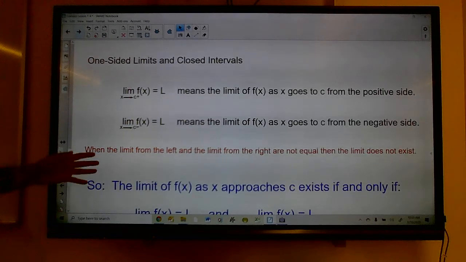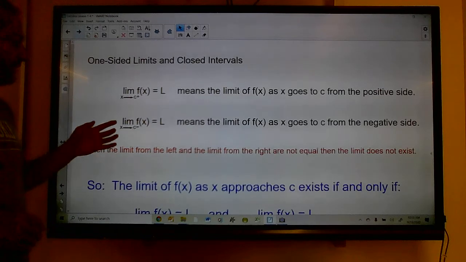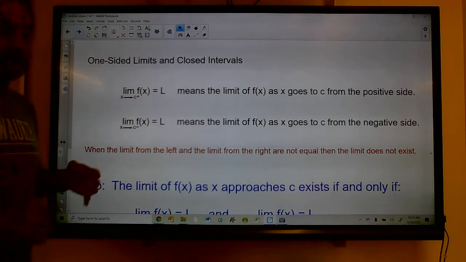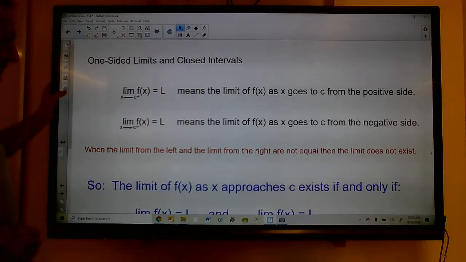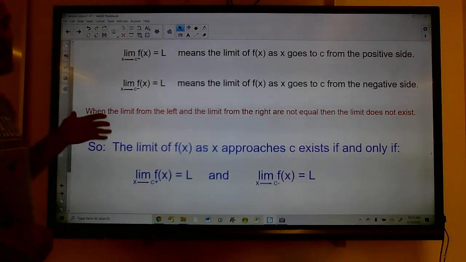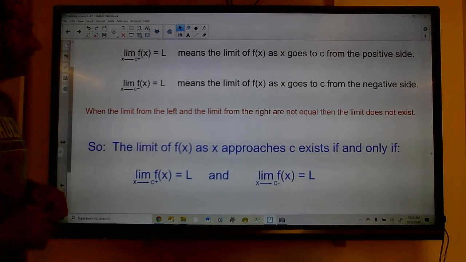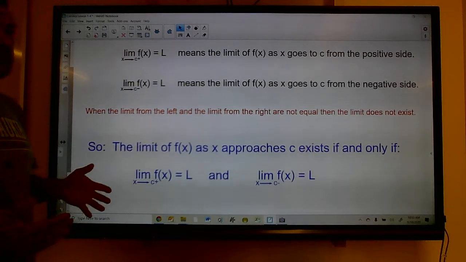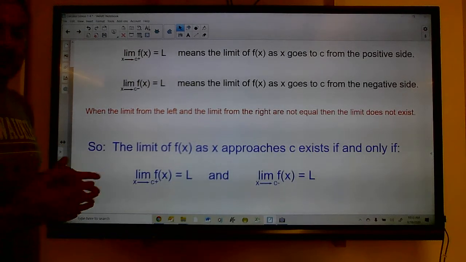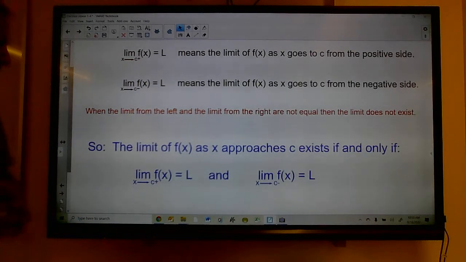Now, we already looked at a couple of functions last class where the limits were different at these two things. When the limit from the left and the limit from the right are not equal, then the limit does not exist. Okay, so you can have a left side limit and a right side limit. If they're the same, then the function has a limit as a whole. But if they're different, then the function does not have a limit as a whole.